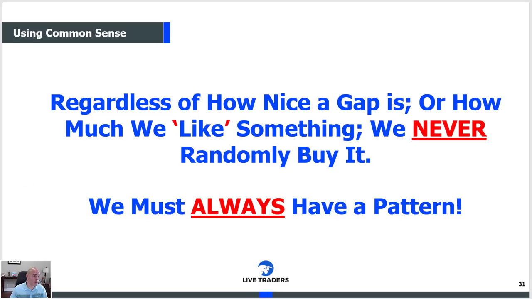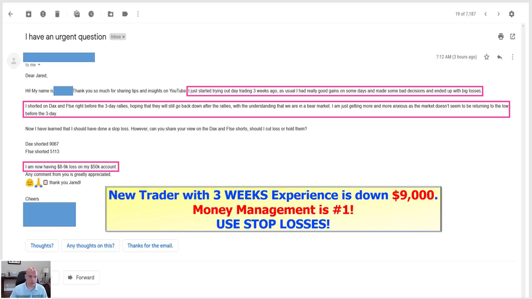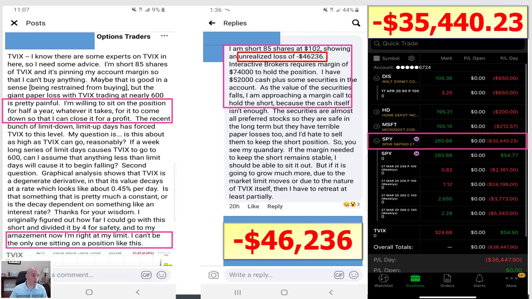Because if you don't, to come full circle, you end up shorting the DAX and the FTSE and losing $9,000 in your account with 3 weeks of trading experience and no stop loss. Or better yet, you end up shorting TIVIX at 102 and watch it go to $650 against you or $46,236 against you. Does that sound like fun? I don't think it's fun.